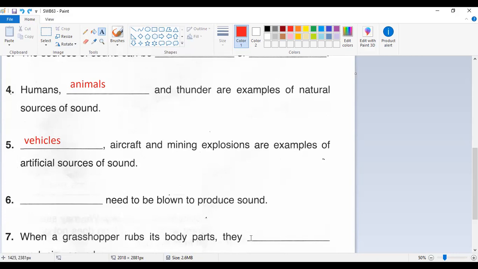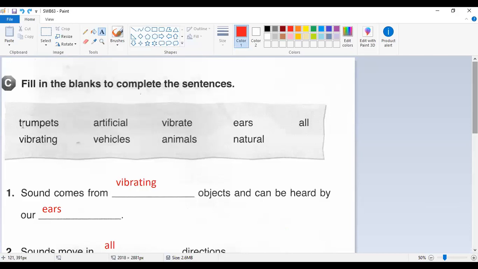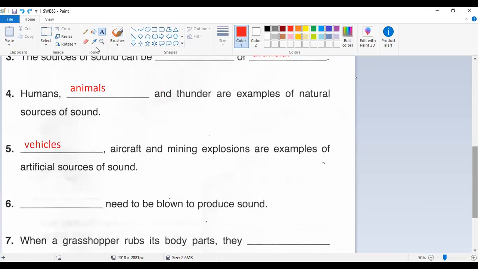How many have we got to go? 2 more. We've got a sort of instrument that we have to blow on. That was the first one. That was a trumpet. Trumpets need to be blown. That's when we push air out of our mouth so it vibrates in the trumpet and makes the sound.